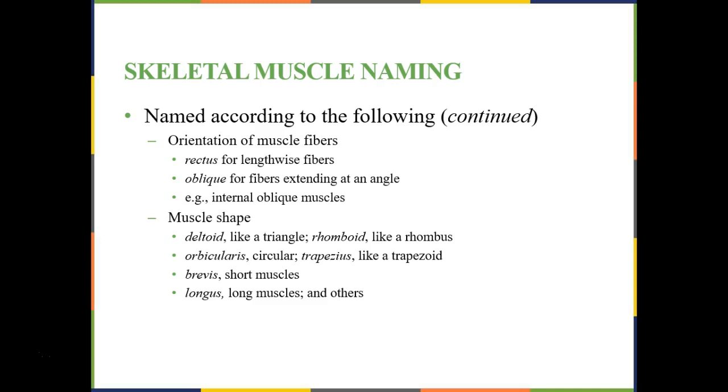And then muscle shape. So what does the muscle look like? Deltoid is triangular shaped. Trapezius is trapezoidal shape. Orbicularis is circular, which I did not know that word meant circular, but that's what it means. You can also use shape like short and long muscles. We have adductor longus, adductor brevis. Those are both adductor muscles, but they are also named for their shape because they are short or long muscles.